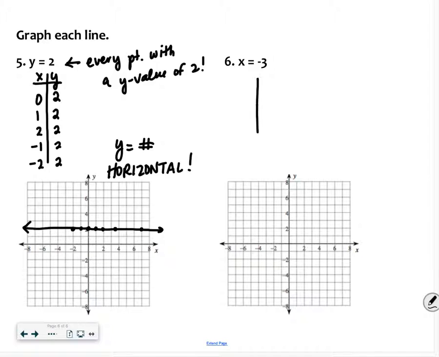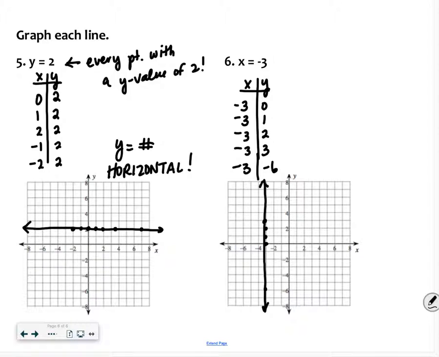So the same logic applies for this. No matter what y value I have, I have an x value of negative 3. So it means I have the point negative 3, 0, negative 3, 1, negative 3, 2, negative 3, 3, negative 3, negative 6. I mean, I have all of these. And as I start to fill in all these points on this line, I see that this is a vertical line. So an x equals a number is always a vertical line.